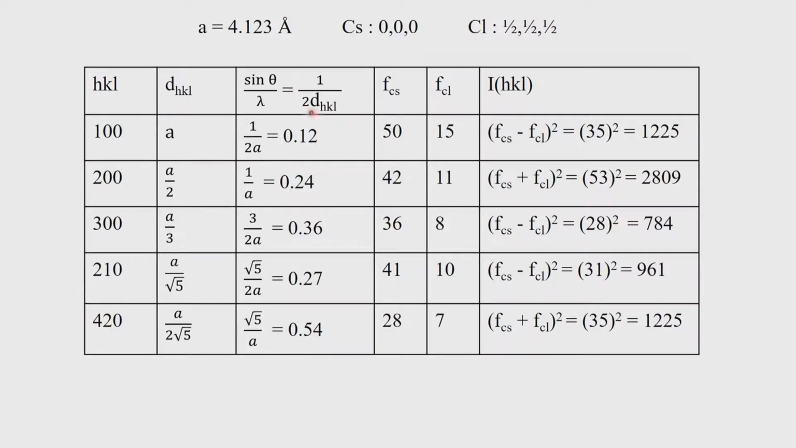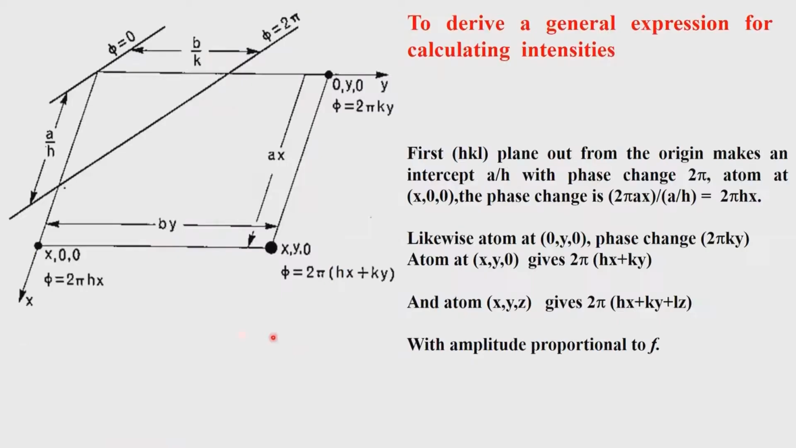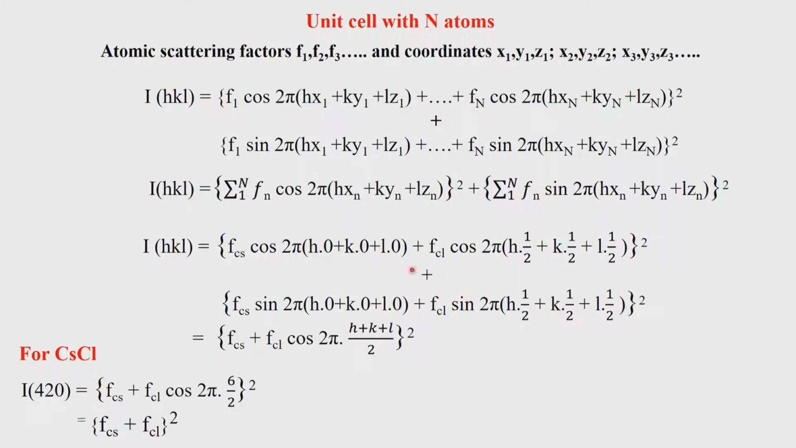And this is the calculated values which we get for sin theta by lambda based on where the d values are, and therefore, we can calculate based on our general expression which we derived just now. This general expression will tell us how to go about determining the intensities for any given X-ray diffraction pattern. So, this is a key equation. Now, if we take the square root of this intensity of HKL, we will get what is known as the structure factor. It is the modulus of the structure factor.